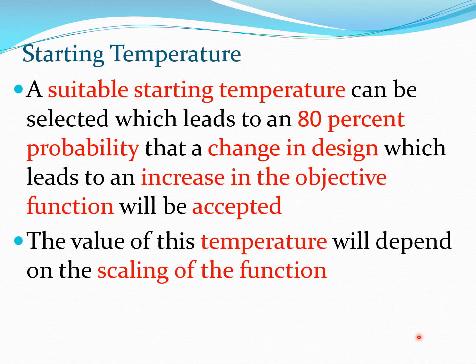So a good strategy is to use something like this. A suitable starting temperature could be selected, which leads to a 0.8 probability that a change of design which leads to an increase in the objective function will be permitted. And the value of this temperature can be calculated, and it will depend on the scaling of the function.